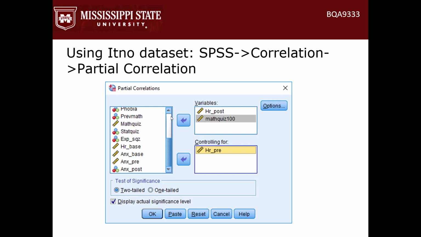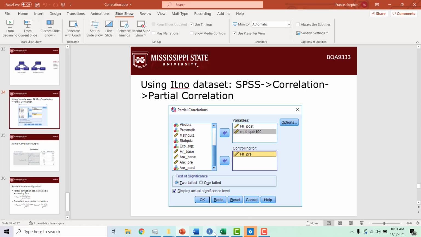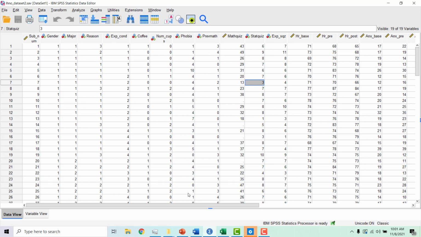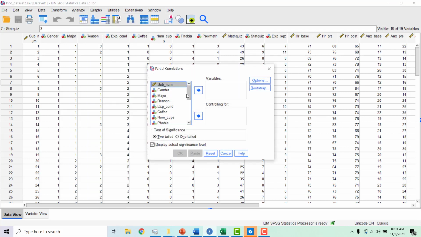So let's work out how we do partial correlation in SPSS. So let me go to, this is the IHNO data set. Now to do partial correlations, we're just going to do Analyze, Correlate. Before in the class we used Bivariate, this time we're going to do Partial.